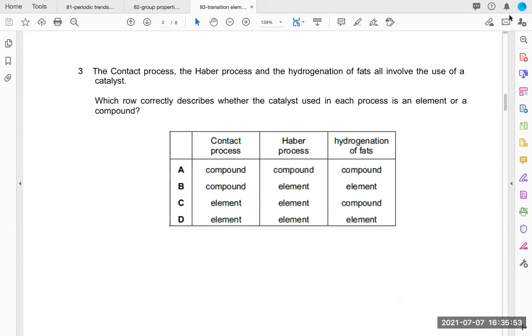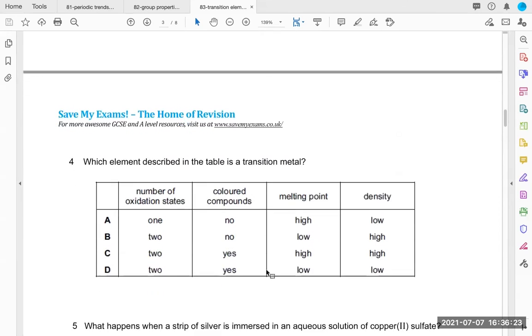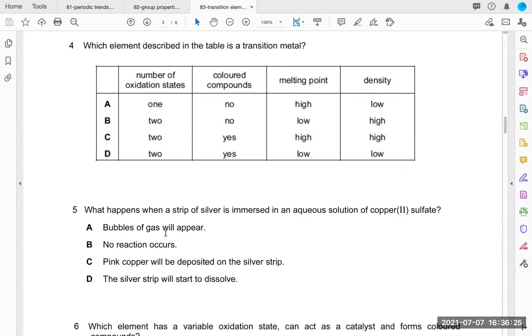Okay. Contact process produces sulfur trioxide. Haber process produces ammonia. Hydrogenation produces margarine. Contact process is the only one that uses a compound in this. V2O5 is the compound. But Haber process uses iron and hydrogenation uses nickel. So that is something that you need to remember, that there are two elements and the first one is compound. So it is B.